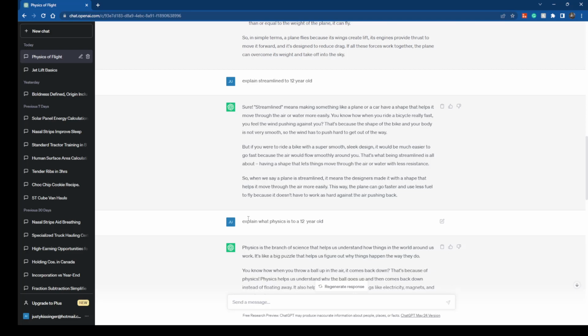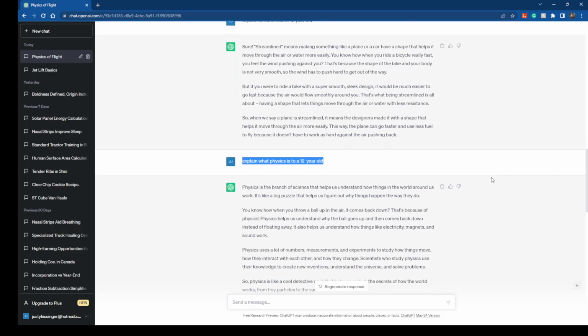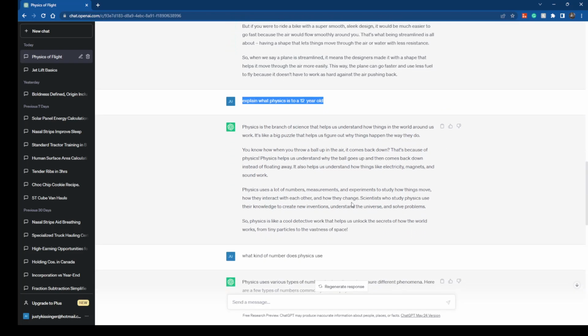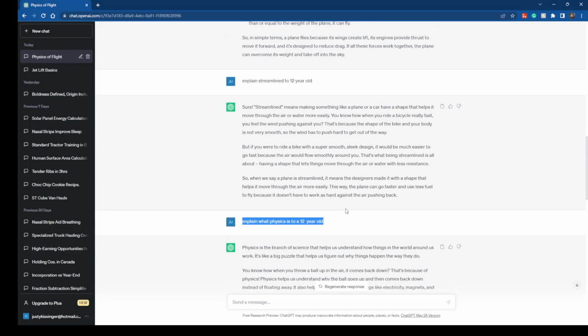And then I went in and got a little more complex, explained physics. Let's pretend you didn't know what physics was, which, by the way, definitely is the governing subject of aeronautics. So I said, well, explain physics to a 12-year-old. You can just keep doing this and digging in until you're satisfied with the answers you get. You'll know when you have a good foundation for a subject, mainly because you're interested in the subject.